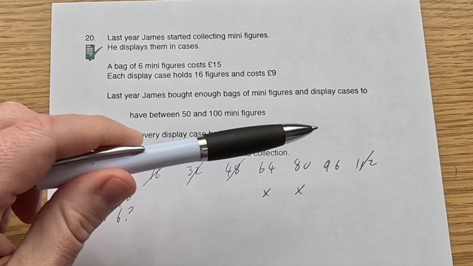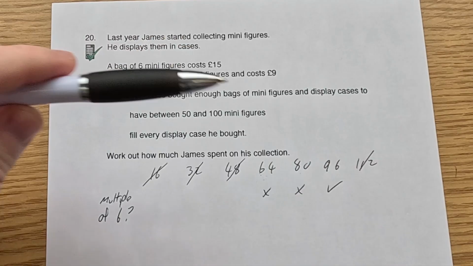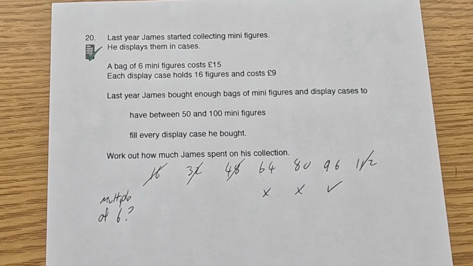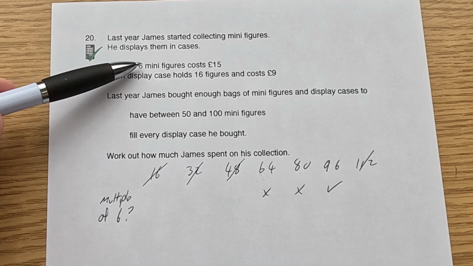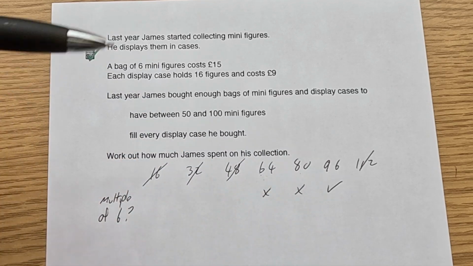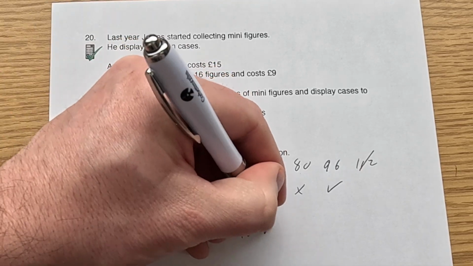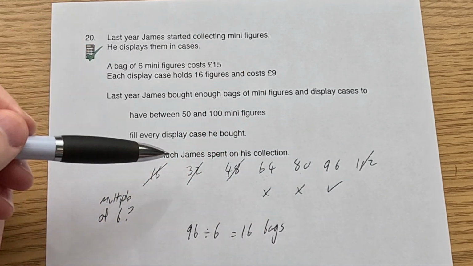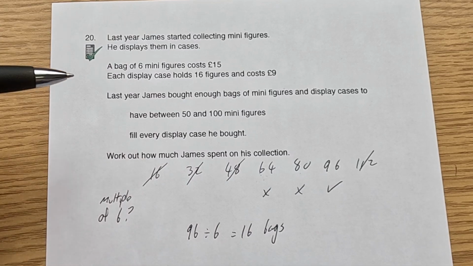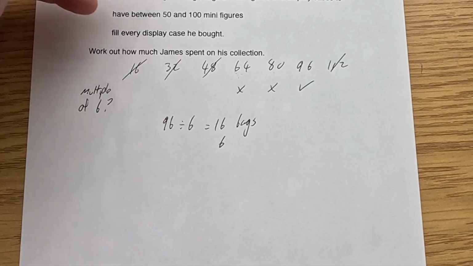Okay, next, 96. If we do 96 divided by 6, that's equal to 16. Now 96 is a multiple of 6. That's fantastic, because 96 is a multiple of 6, and it's also a multiple of 16. So it's possible for him to buy so many bags of minifigures. If he buys 16 bags of minifigures, then that would be 96 minifigures. And 1, 2, 3, 4, 5, 6 display cases. So he's bought 6 display cases and 16 bags of minifigures.